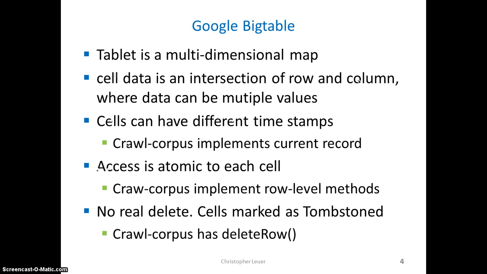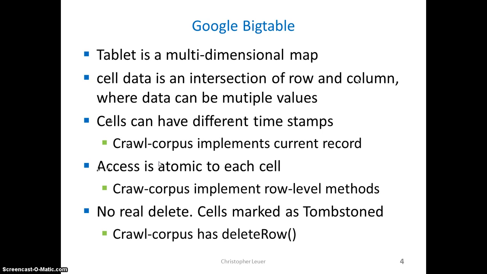When you access a cell, you use a get. When you want to insert data, you use a put. Data is accessed atomically. That's the fourth point here. And as I mentioned before, cells can have different timestamps. The way the Google Bigtable APIs work is that if you don't specify a timestamp, it brings back the most current version of the cell.